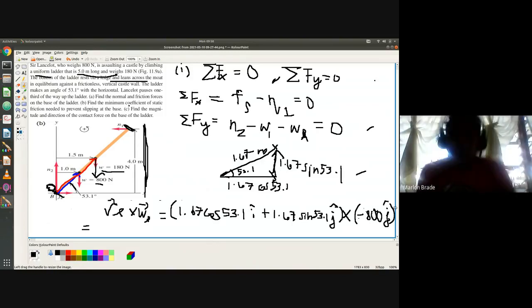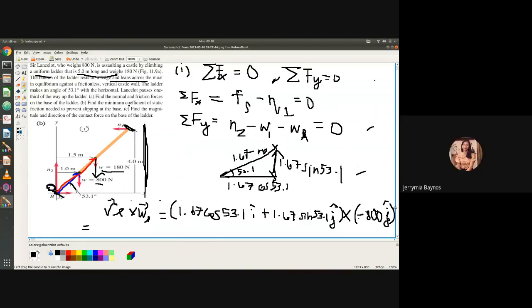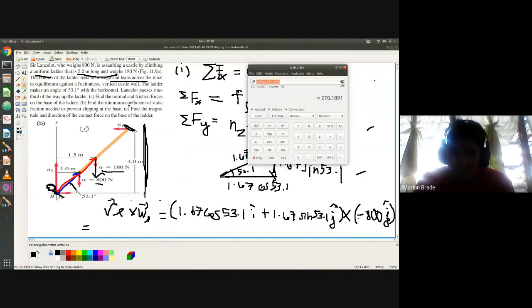Okay, what is the second term of the cross product? The second term is zero again. So only the first term needs a value. What is the first term? The first term is 1.67 cosine of 53.1, which we'll just calculate, same as earlier. So 1.67 cosine 53.1 is 1.0.